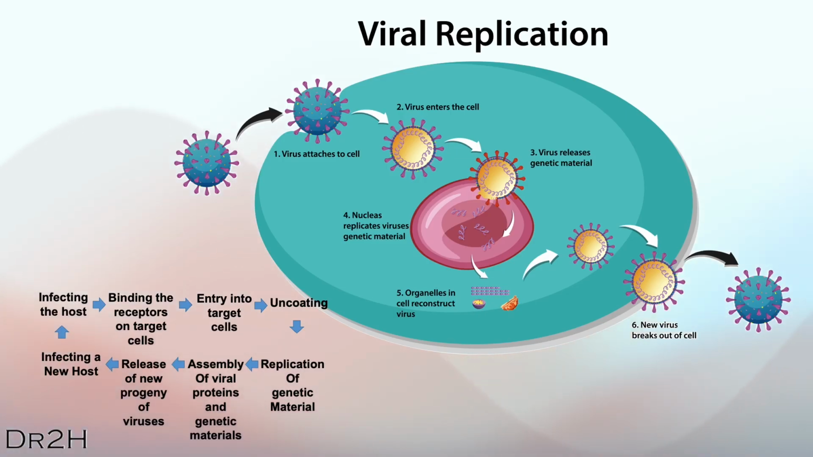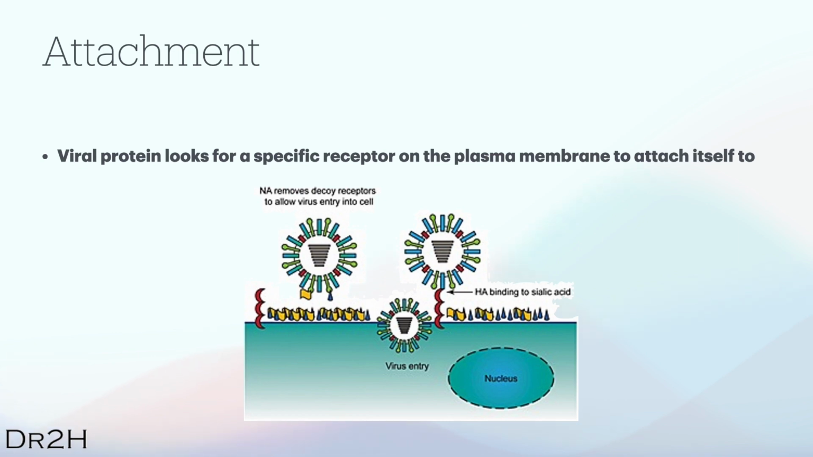But regardless of which group viruses are in, they all have the basic steps in their viral cycles. It begins with binding to the receptors on target cells, entering into the cell, uncoating, replication of their genetic material, assembly of the viral proteins and genetic material, and release of the newly formed progeny of viruses to infect another cell. Of course, during this process, the host immune system should kick in to stop this perpetual cycle. Now, let's look at some of these steps in greater detail.